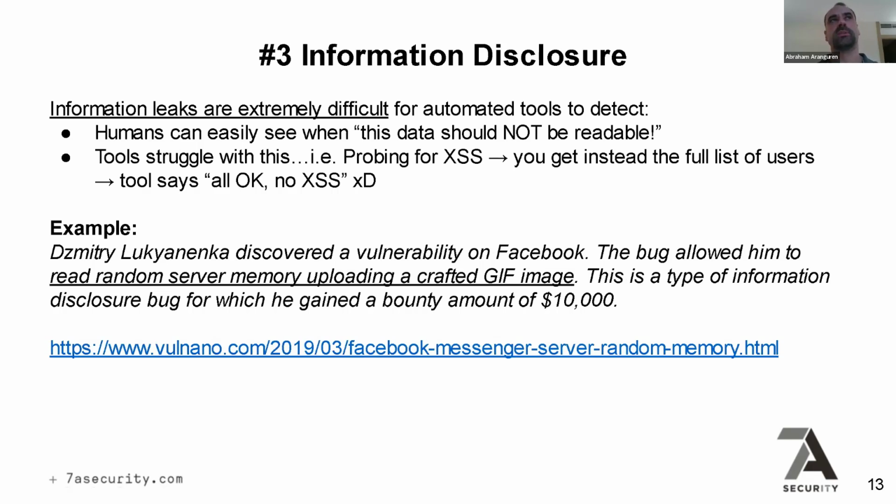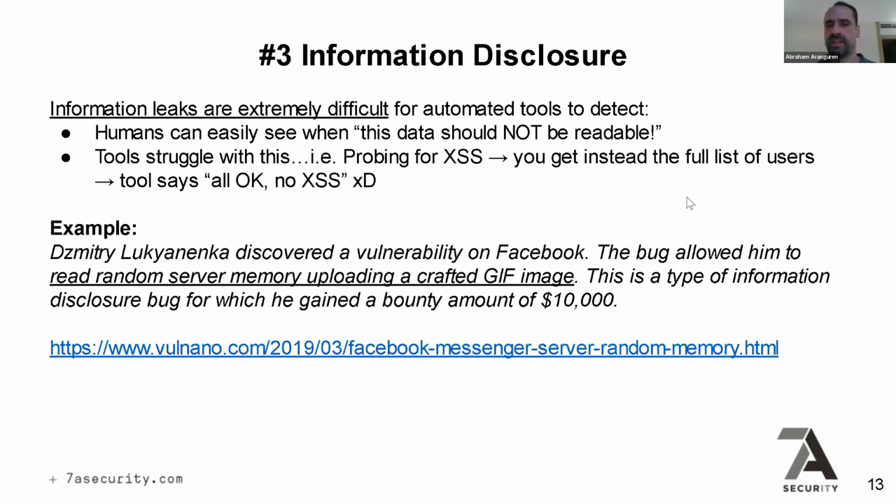Another example is information disclosure. If an automated tool is testing for XSS, it will send some XSS payload, and then it sees in the response that the XSS didn't work, and it moves on. But it doesn't realize that maybe you sent the XSS, but you actually can see data that you shouldn't be able to see. A human will say, hey, this looks funny, even though I was trying XSS, I'm actually seeing some funny output from the server, so I'm going to investigate, and then you find maybe you can see data for other users that you shouldn't be able to see.